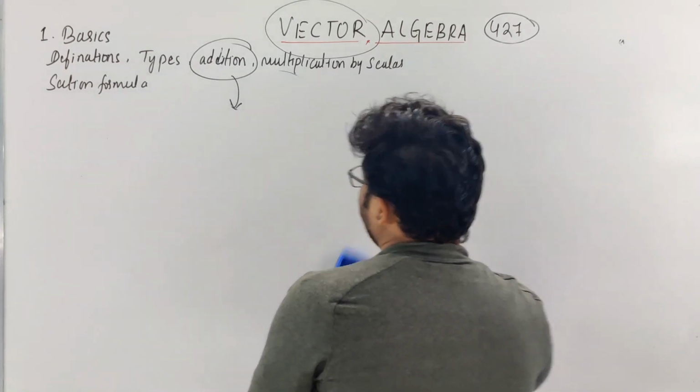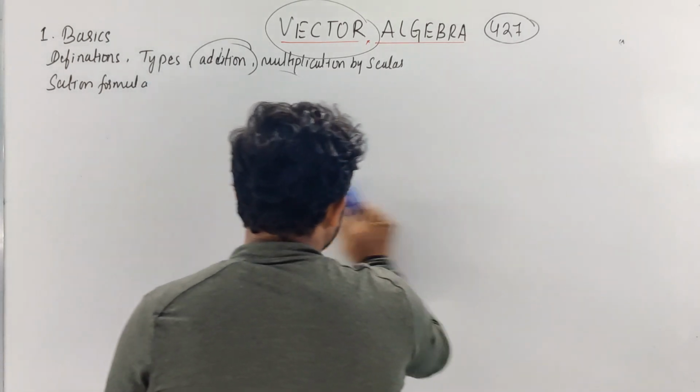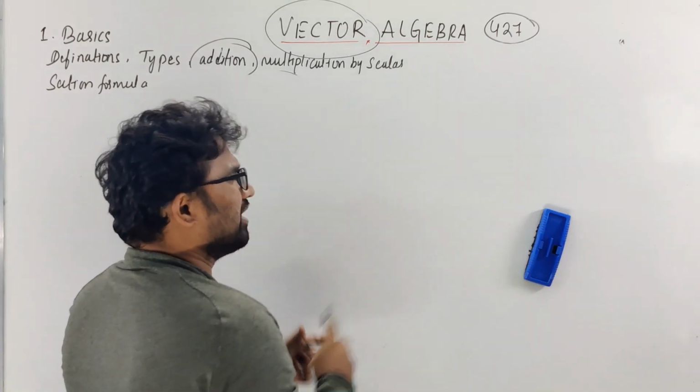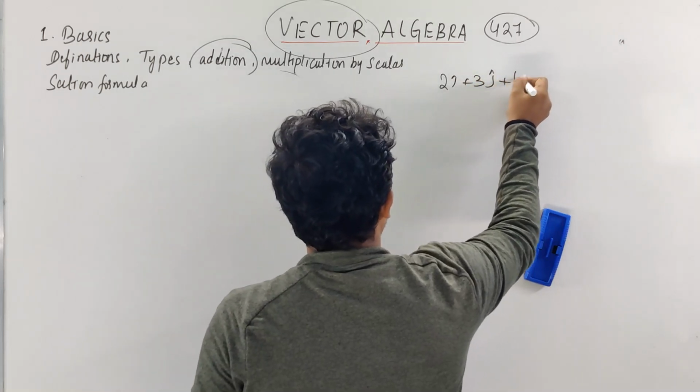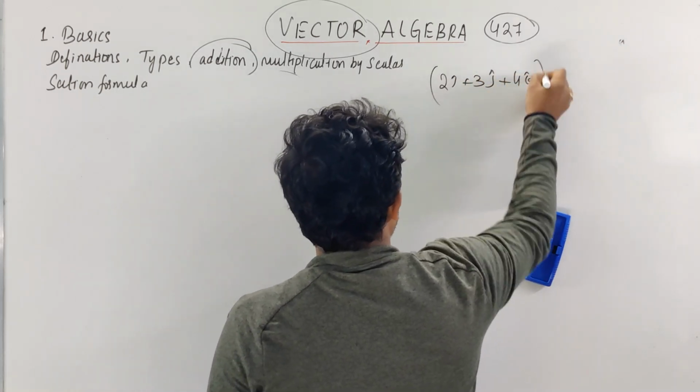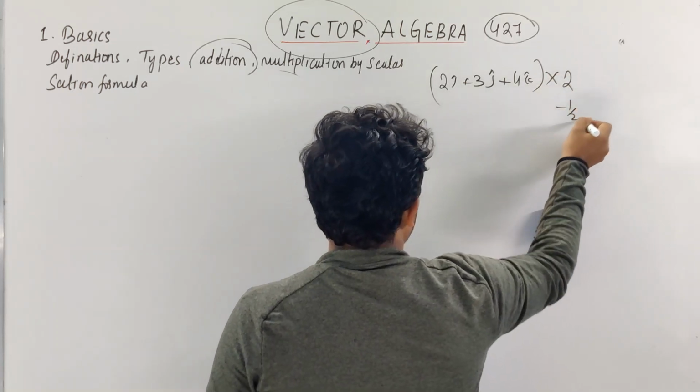Okay, next, addition and then multiplication of a vector by a scalar, and you can just multiply. It's nothing, you have a vector 2, 3, 4. You want to multiply by a scalar, you multiply, no issues. Multiply by 2 or minus half, whatever you want.